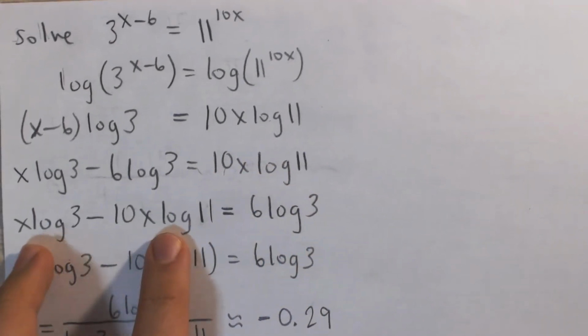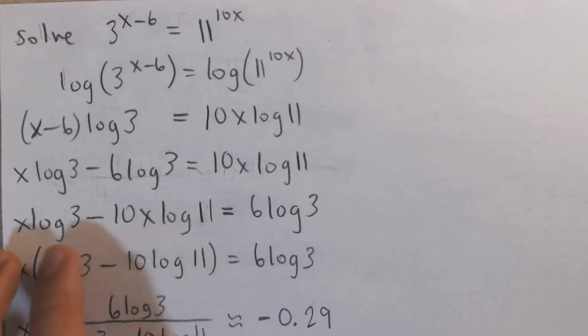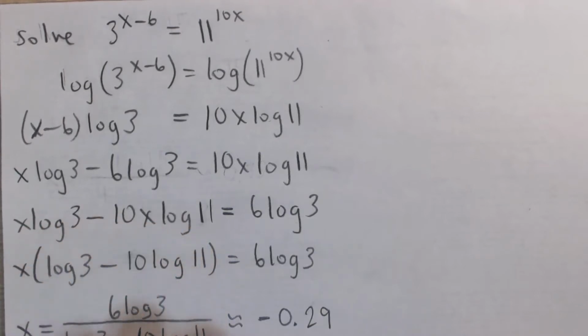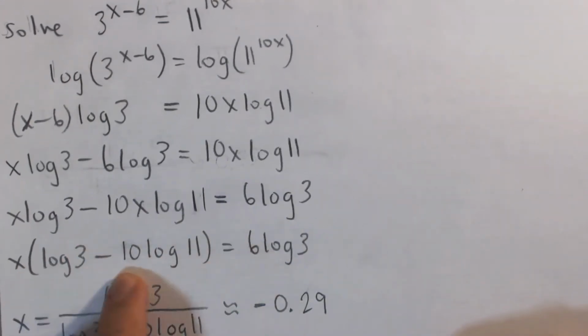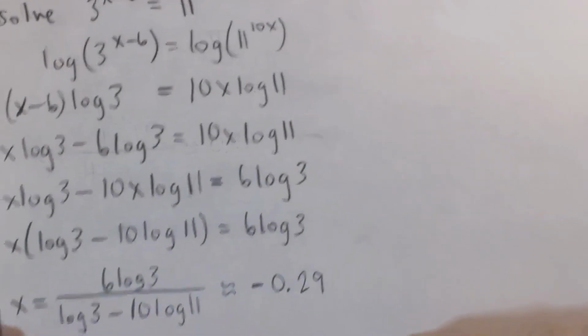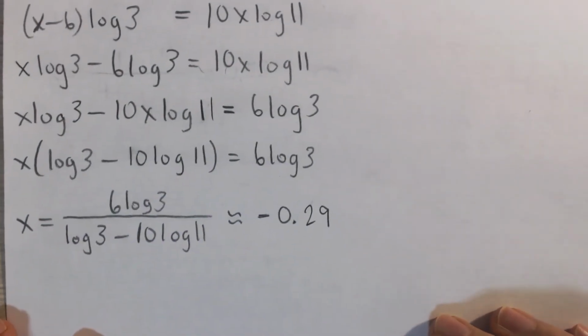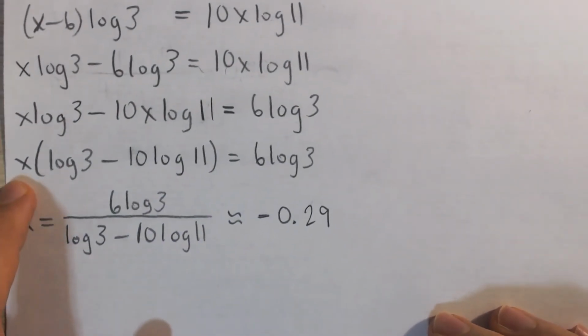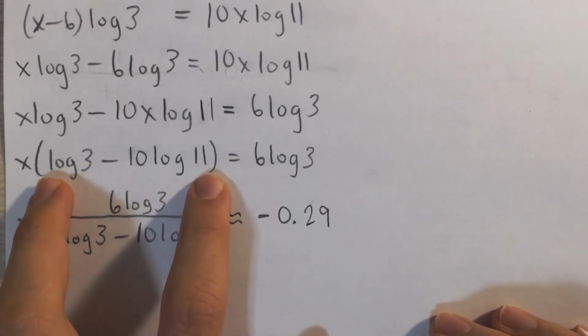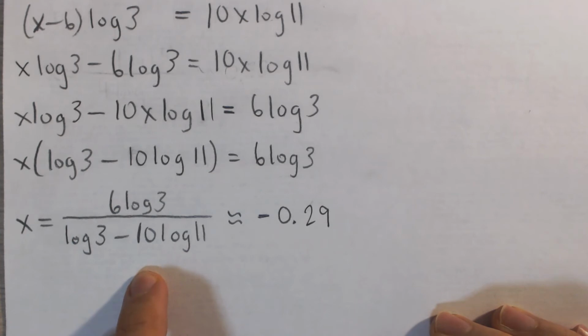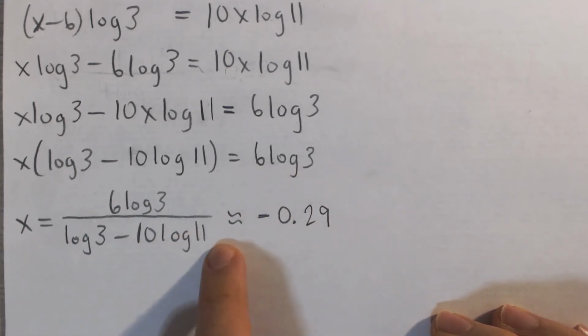And so now, you can see I have two terms with x, and what I can do is factor out that x from both terms. So now I have x times the quantity log 3 minus 10 log 11 is equal to 6 log 3. And then finally, I only have one instance of x. That's what I wanted to do. I can divide by this entire thing here, log 3 minus 10 log 11. And so I get x equal to 6 log 3 divided by that whole thing.